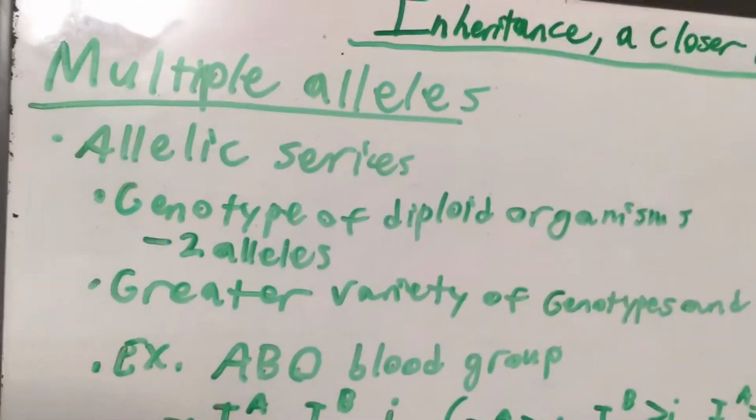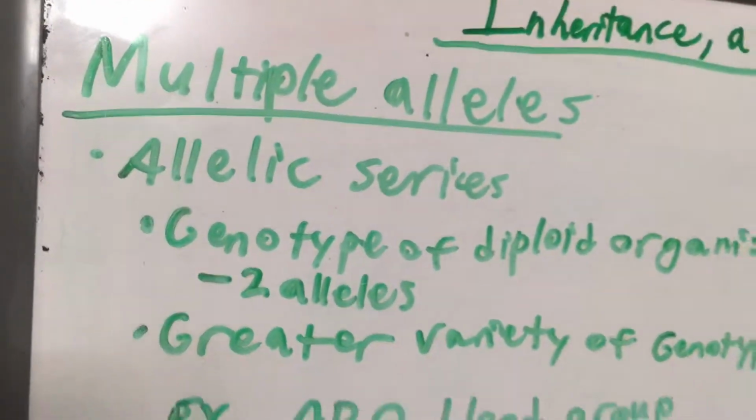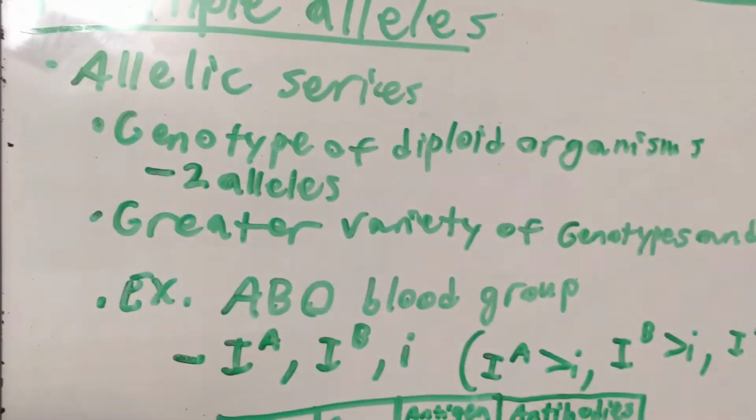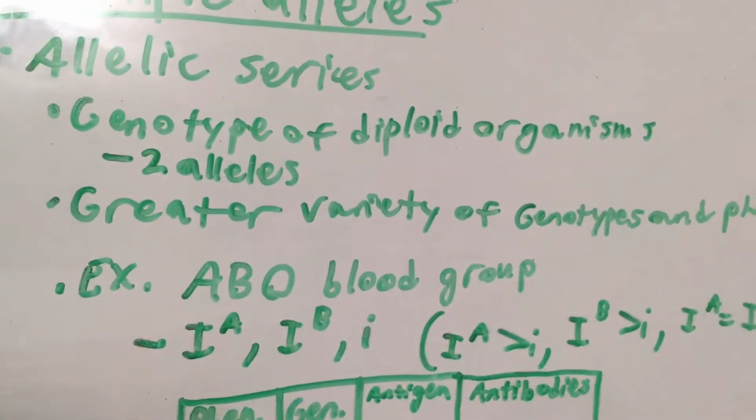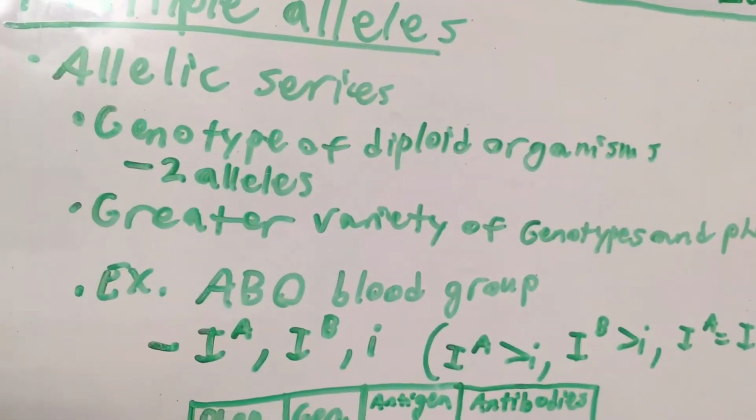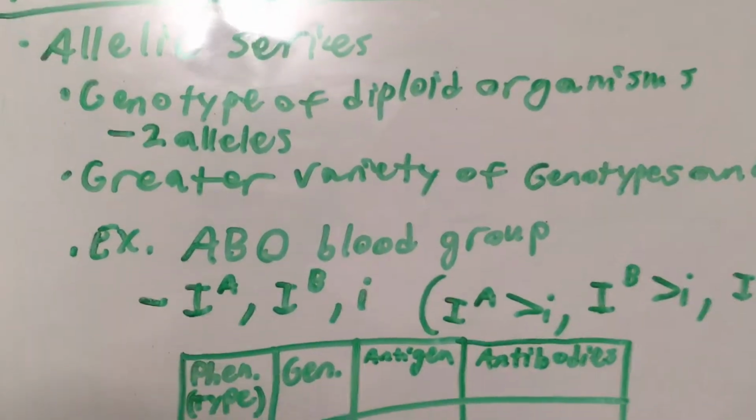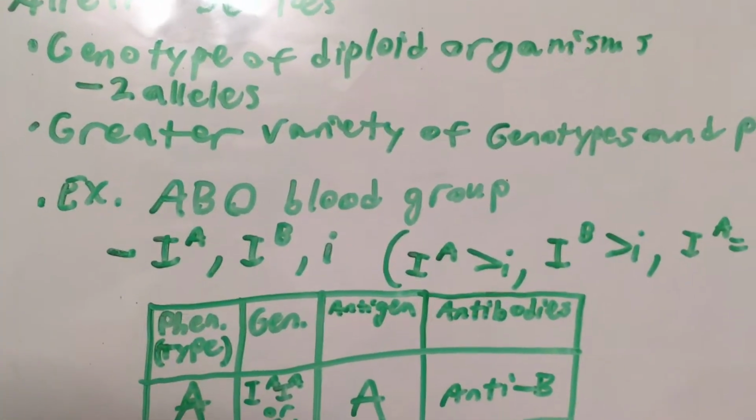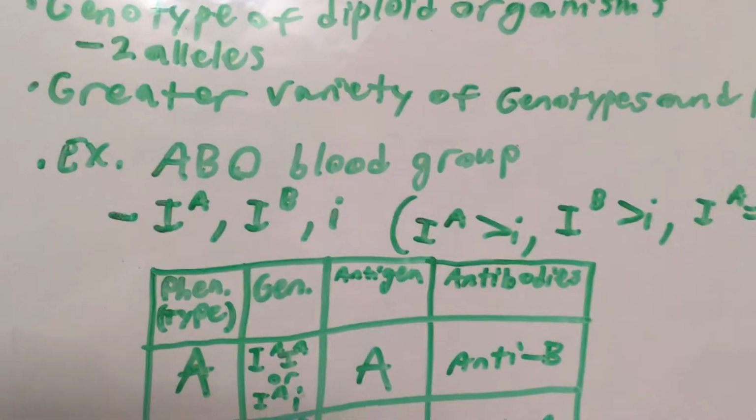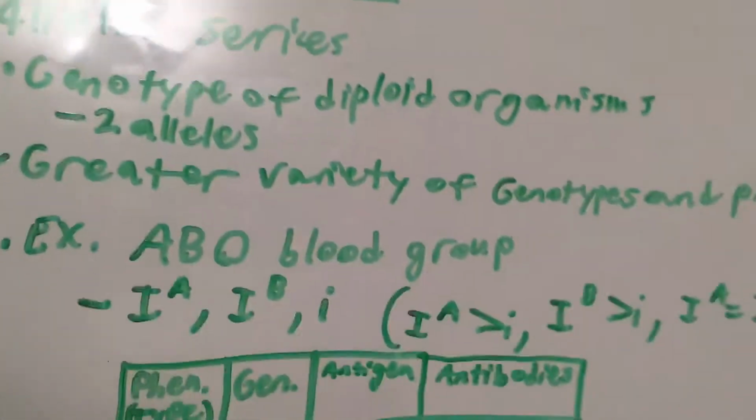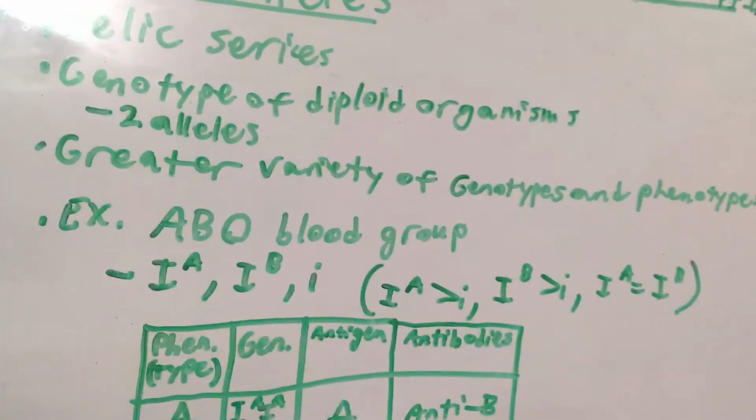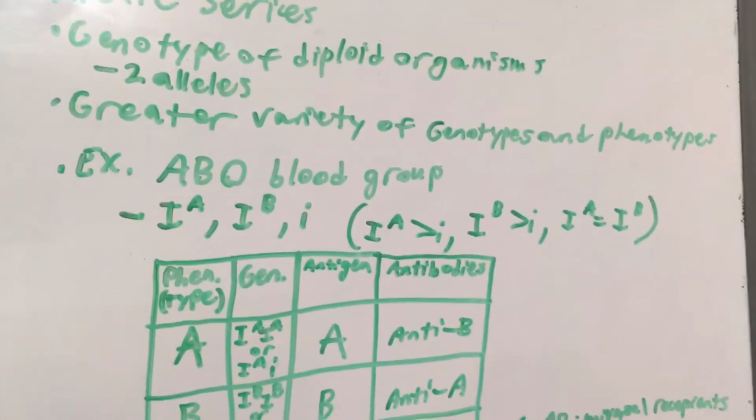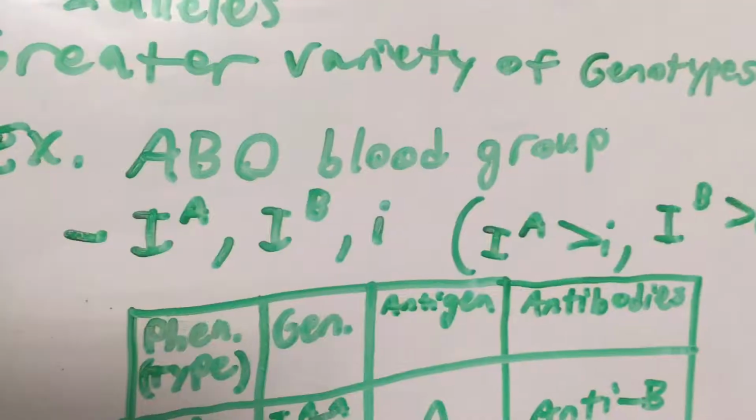So, here we're going to discuss the idea of multiple alleles. Normally we have the genotype of diploid organisms to contain 2 alleles. That's what always happens. However, at some loci, we can have multiple alleles within a group of organisms. So therefore, we have a greater variety of genotypes and phenotypes. Genotypes that produce a greater amount of phenotypes. An example that I'm going to present to you is with the ABO blood group.